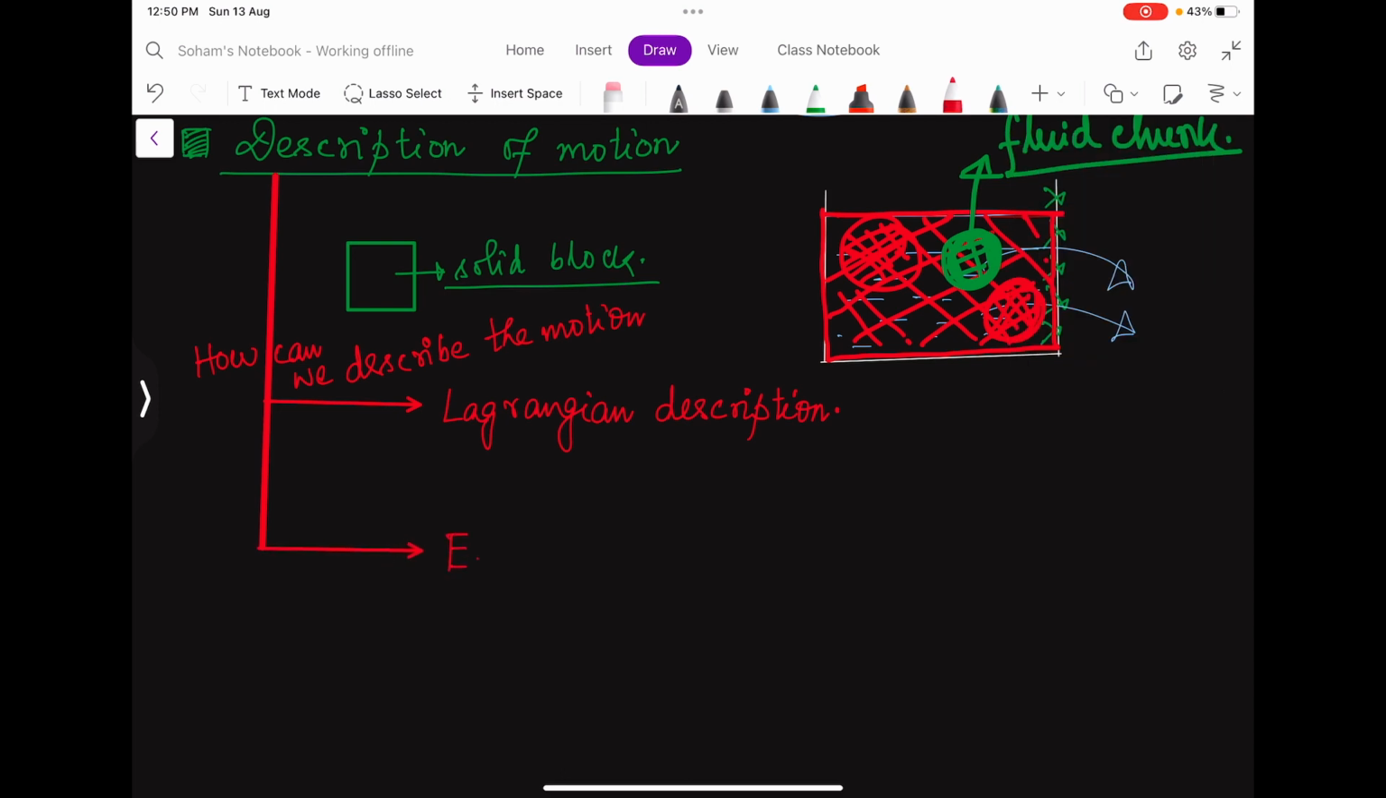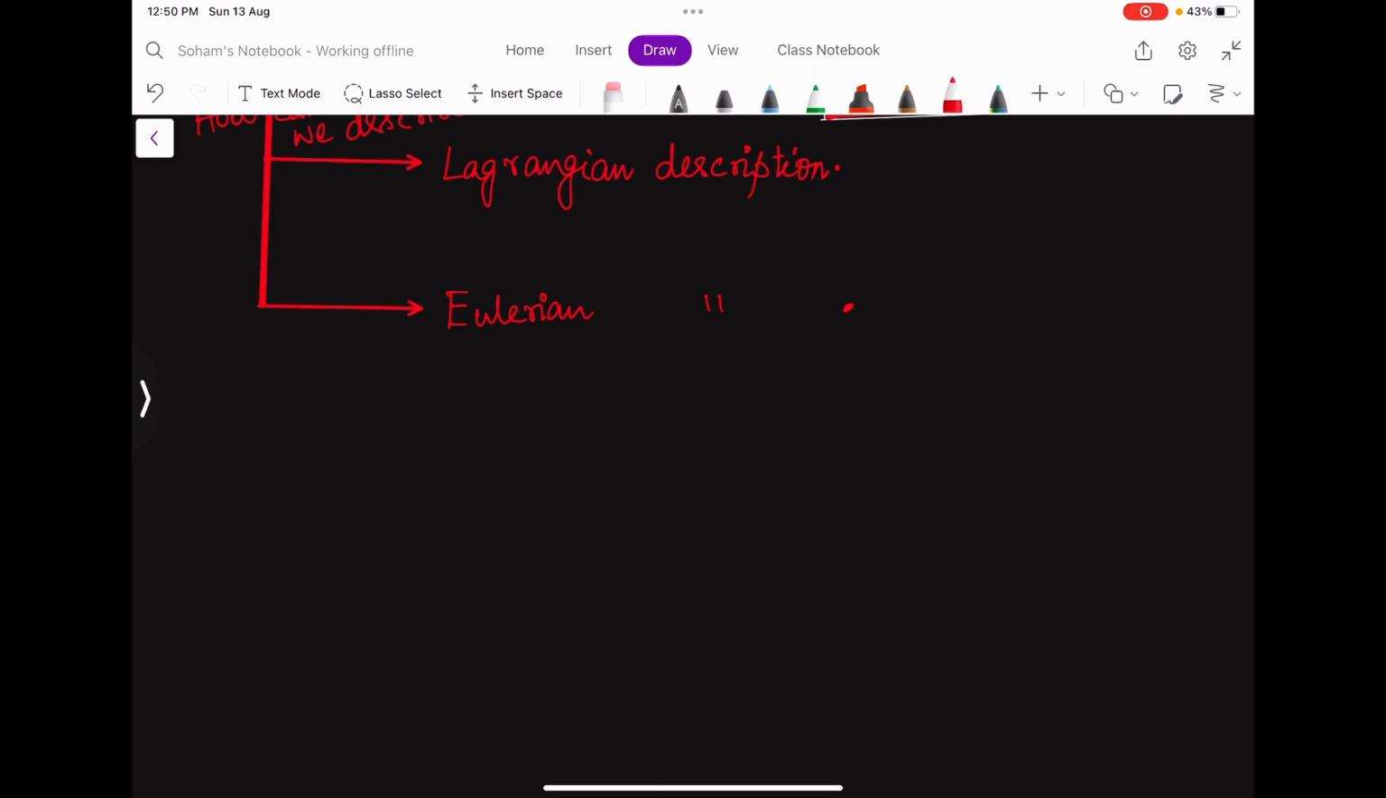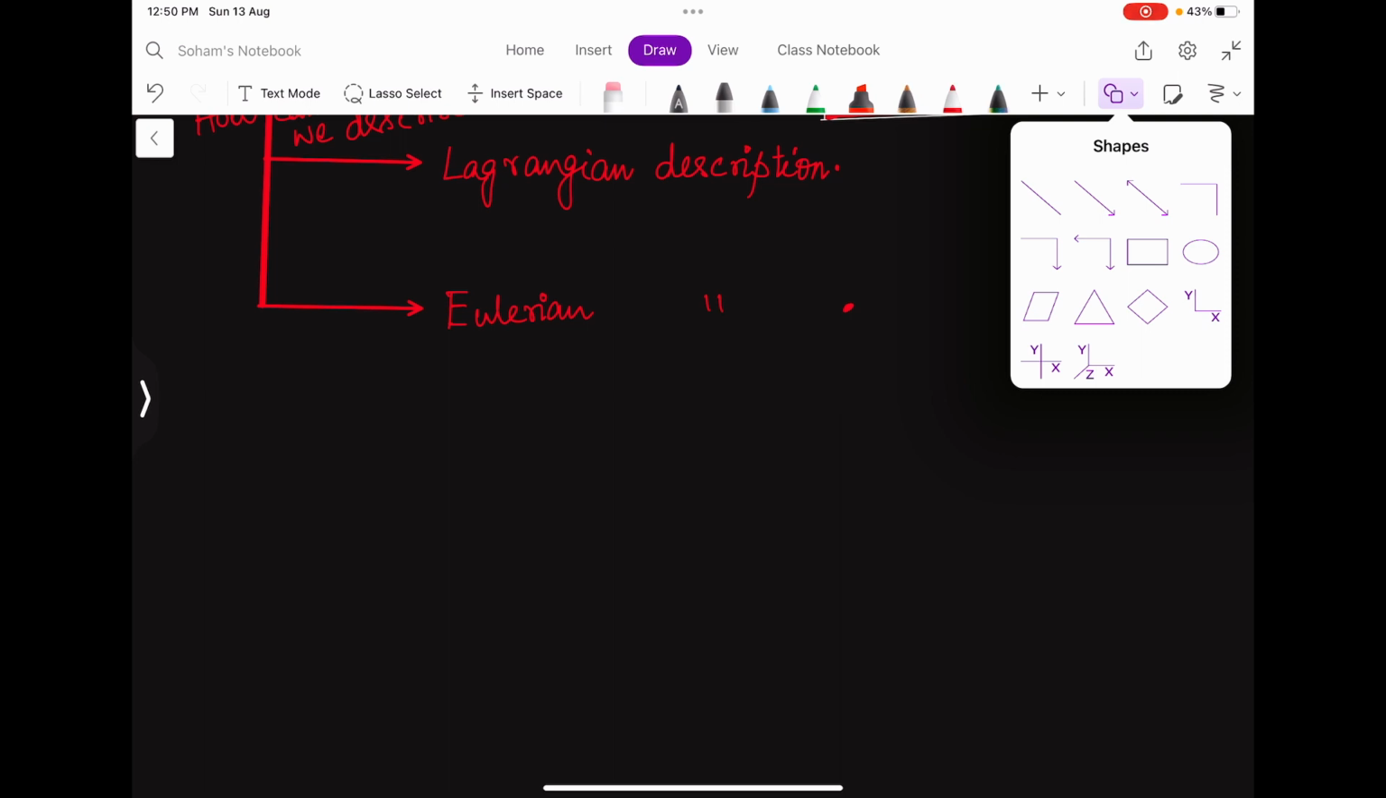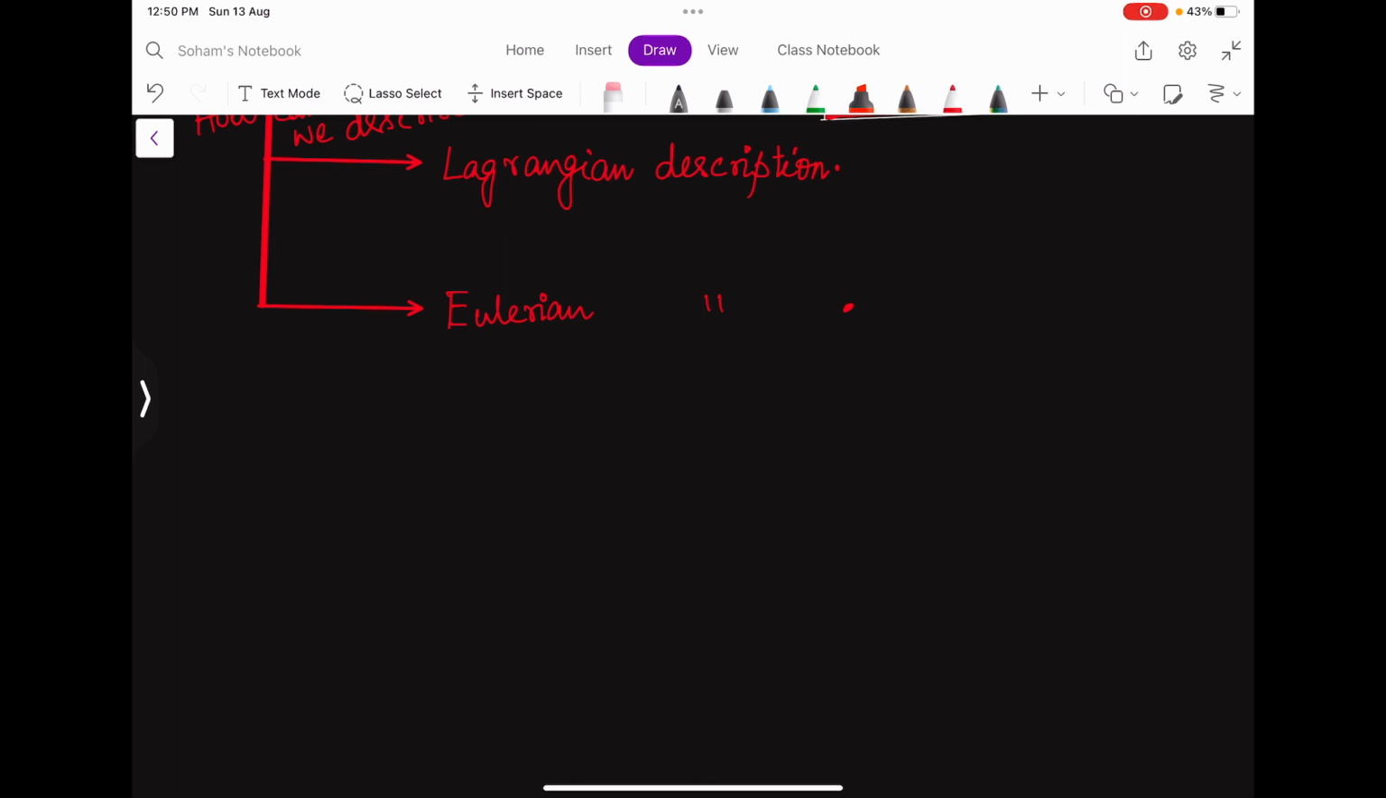Another is Eulerian. Eulerian description. So let me give you an example. Let us have a busy road of Kolkata or any other city that comes into your mind. So a busy road. Okay, so this is the road, and I should have one traffic police, so that he or she can control the traffic. Let us just put the traffic police here on this stage type thing.